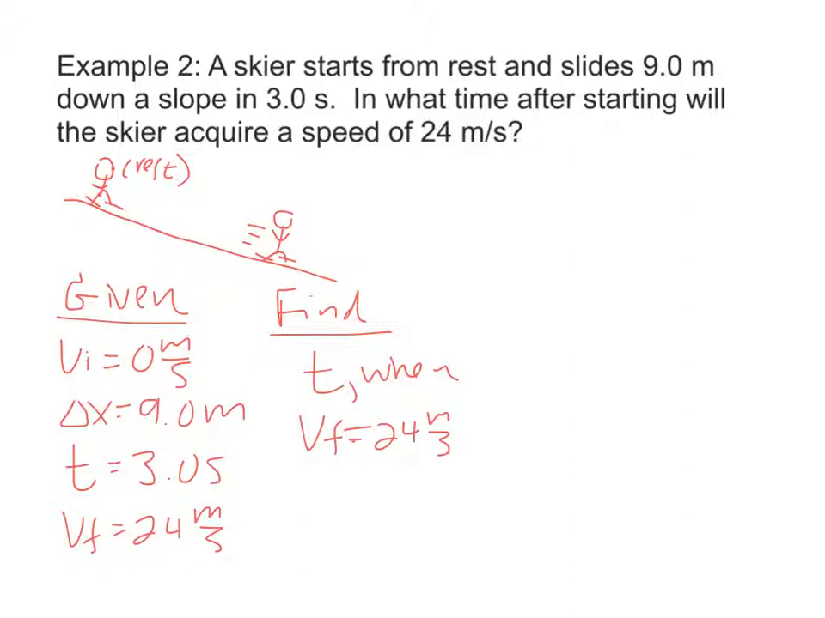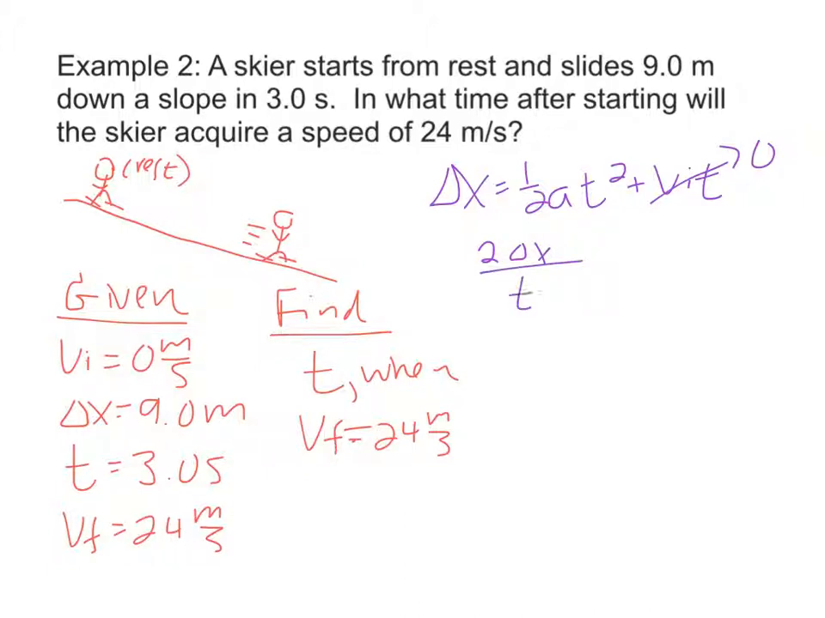We have a v initial, a delta x, a t. Just for the first part, we're going to look at these 3 things, and we're looking for acceleration. The only equation I have that has those 3 things is delta x equals 1/2 a t squared plus v initial t. My v initial is 0, so that goes away. Isolating the acceleration, we get 2 delta x over t squared equals a.